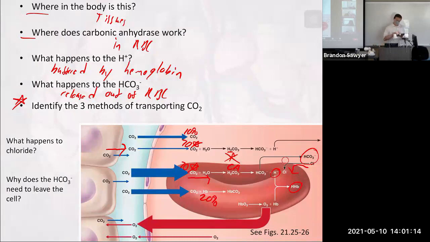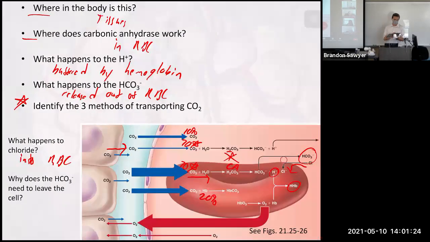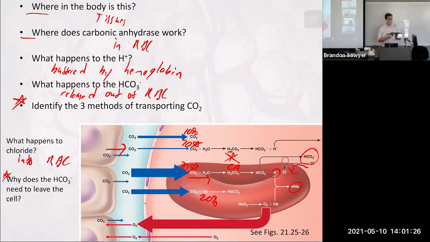Okay, and what happens to chloride? Well, chloride comes into the cell, all right, into the red blood cell. Okay. And then the other question there, which is probably one of the more important ones, why does the bicarbonate need to leave the cell in the first place? Like why even create this whole chloride shift thing? Why not just let the bicarbonate stay there, right? There's no reason to create this whole system. Well, there is a reason.